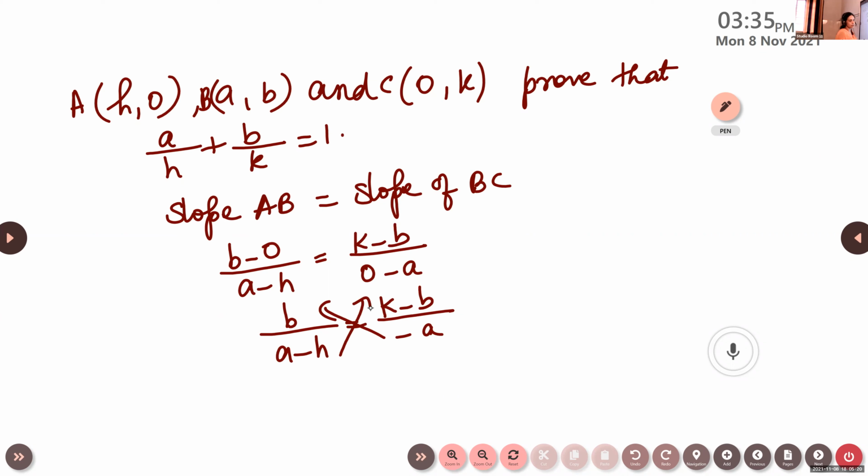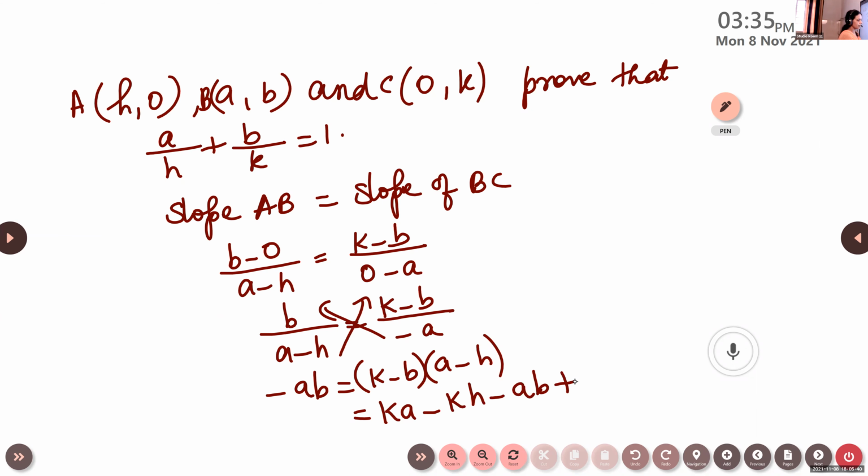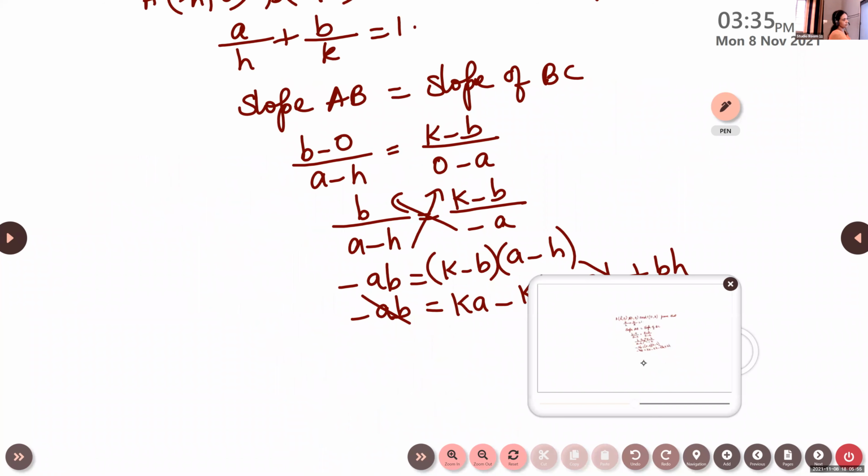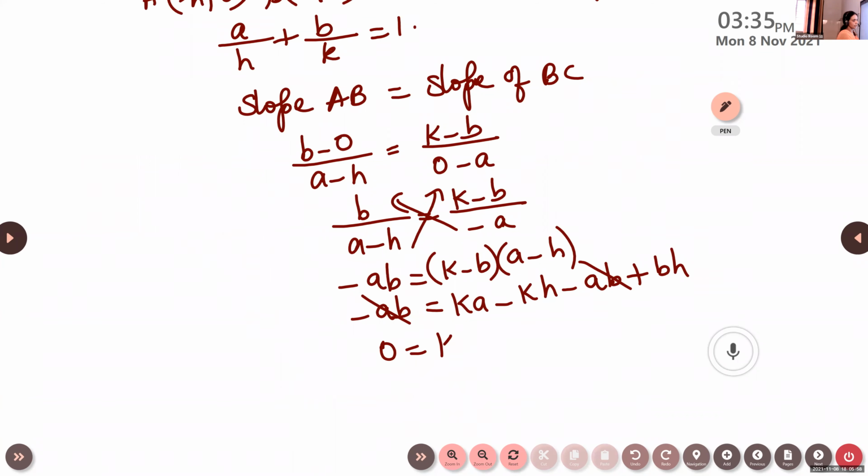Now you cross multiply these two. When you cross multiply this, we'll get minus AB is equal to (K minus B) into (A minus H). Now open the brackets. It is KA minus KH minus AB plus BH is equal to minus AB. Now on both sides we can cancel minus AB. Therefore, we will get 0 is equal to KA minus KH plus BH.